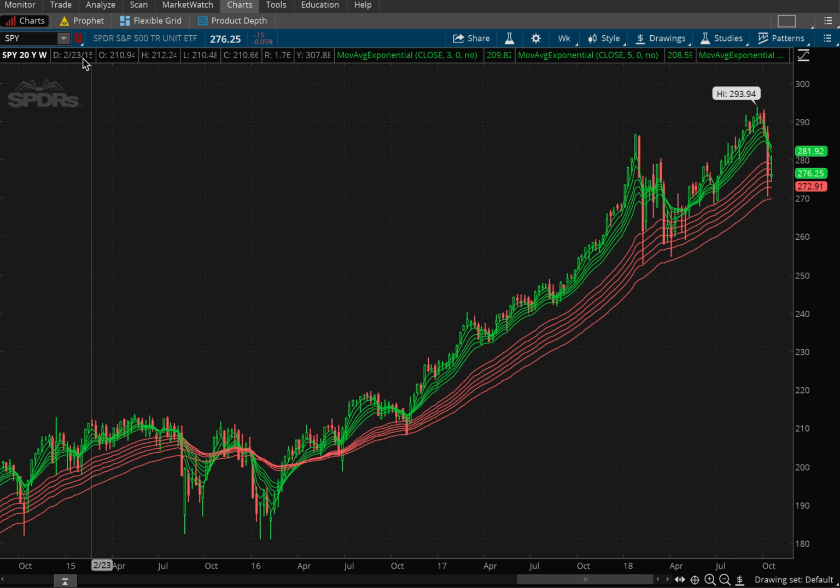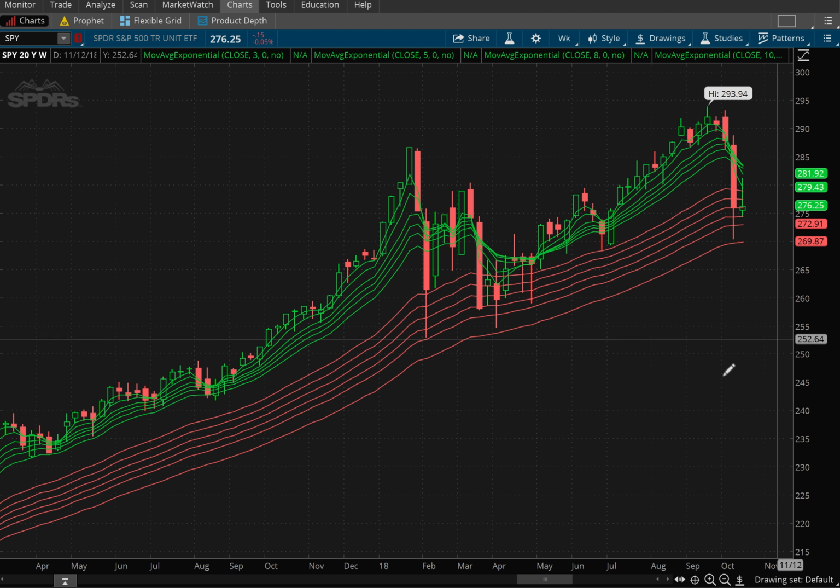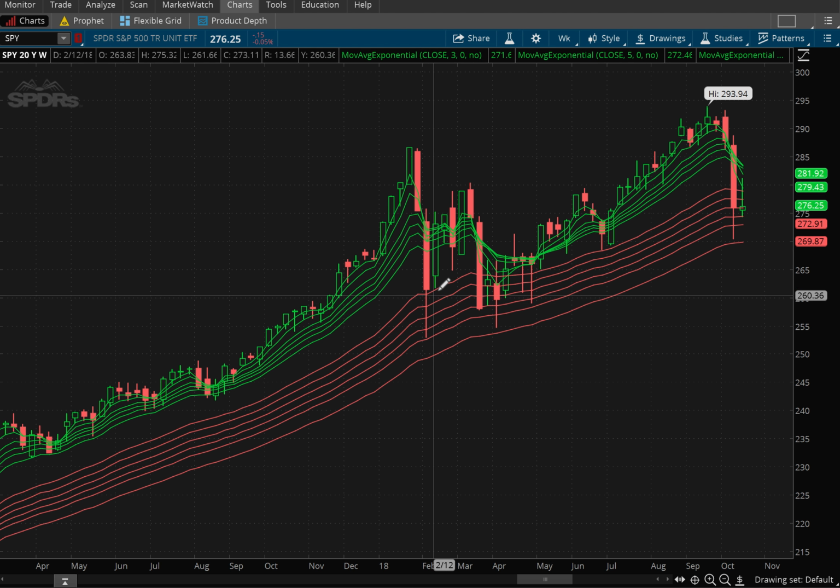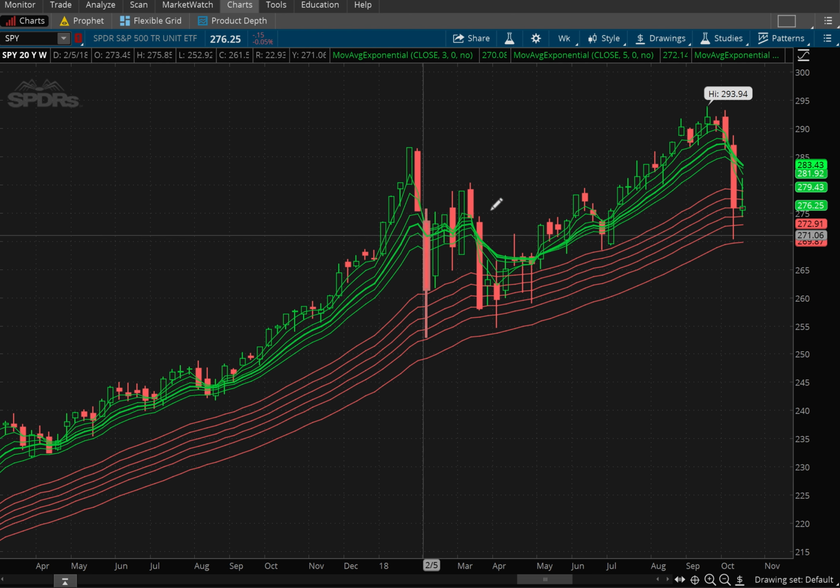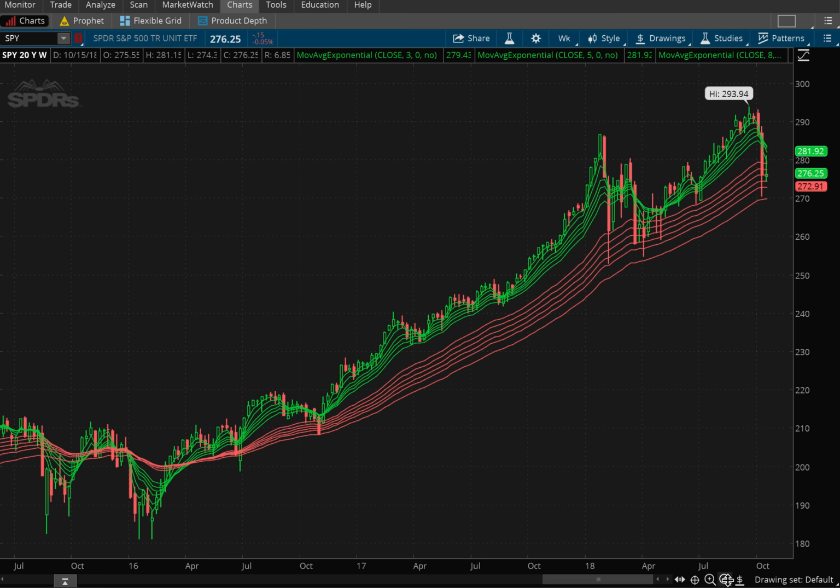Okay, so let's look at it. We are looking at the Spiders out here, right? What we're seeing on here, the red ones are the long-term moving averages, the green ones are the short-term moving averages. My concern to remain long bias are the red ones, right? These are the long-term moving averages, so as long as they don't turn over, chances are you want to stay on the long side, right?